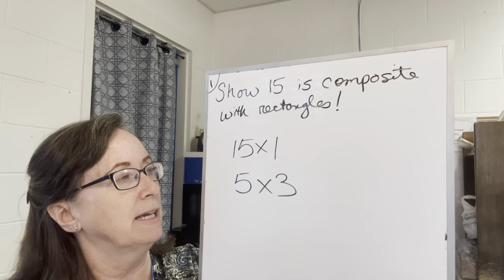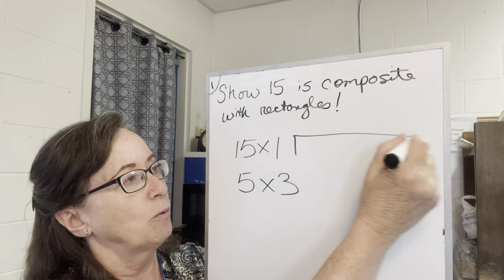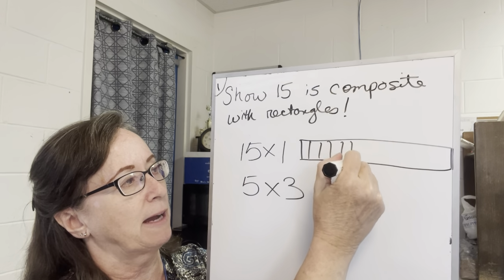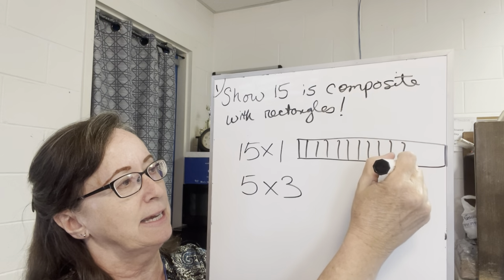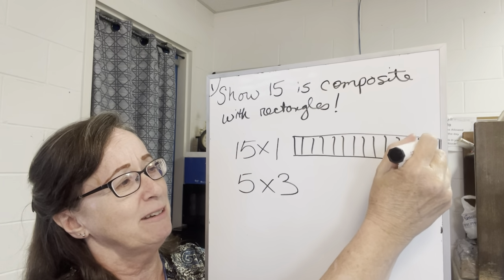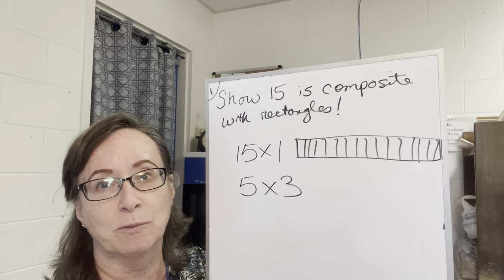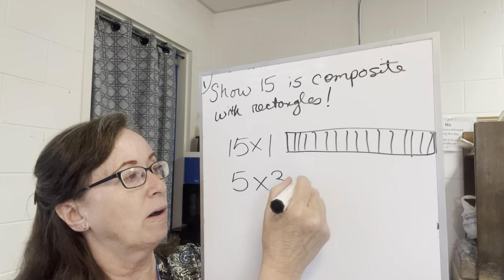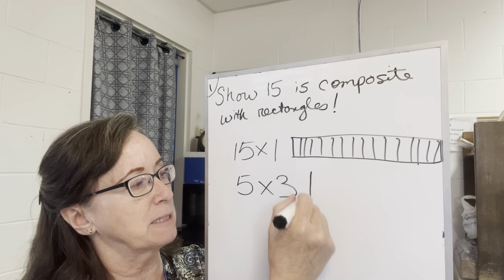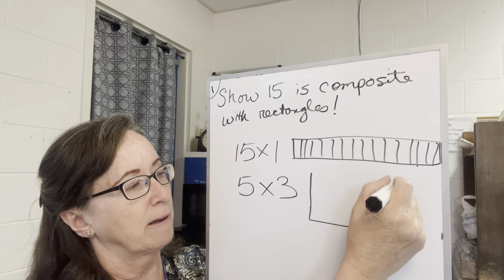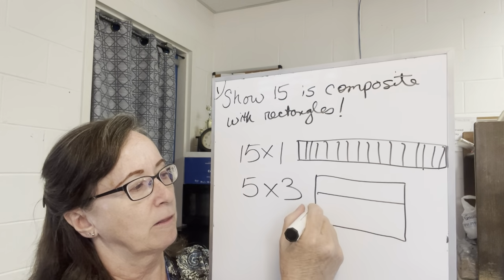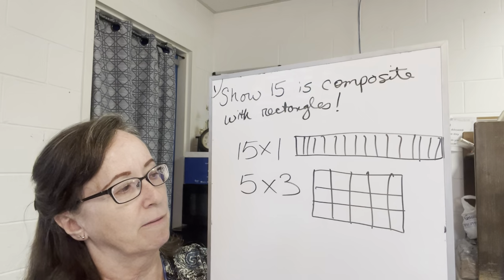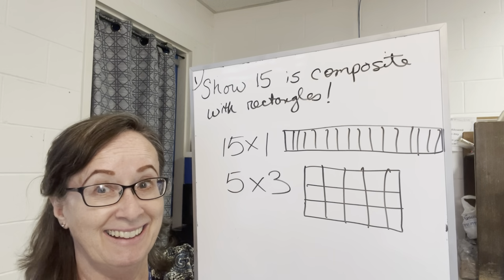to factor it. So 15 times 1, wouldn't that just be a long rectangle with 1, 2, 3, 4, 5, 6, 7, 8, 9, 10, 11, 12, 13, 14, 15. I had to make them real skinny, okay? But 15 times 1, or since it's 5 times 3, let's make it 3 stories and 5 across. 2, 3, 4, 5. Okay, that's all there is to it.